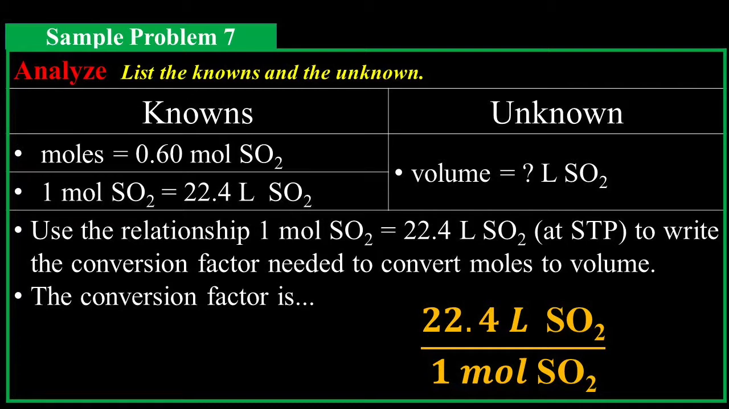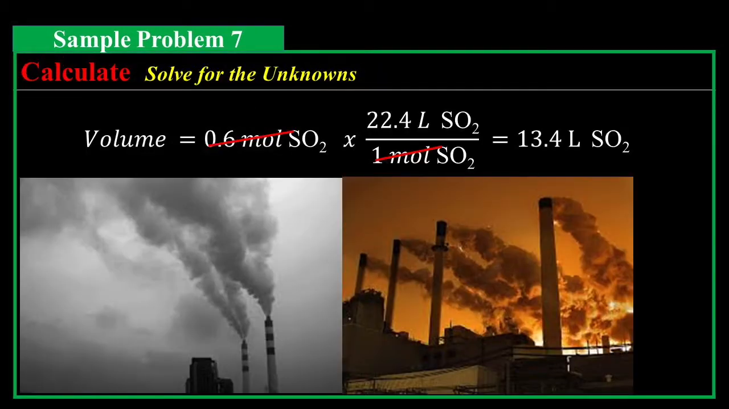So the knowns are 0.6 moles of SO2. 1 mole of SO2 is 22.4 liters. I want to find the volume in liters of the given amount. Use the relationship 1 mole SO2 equals 22.4 liters of SO2 at STP to write the conversion factor needed to convert the moles to volume. There it is. And we're going to employ it here: 22.4 liters SO2 over 1 mole, multiplied by 0.6 moles. Moles cancel, and you're left with 13.4 liters SO2.